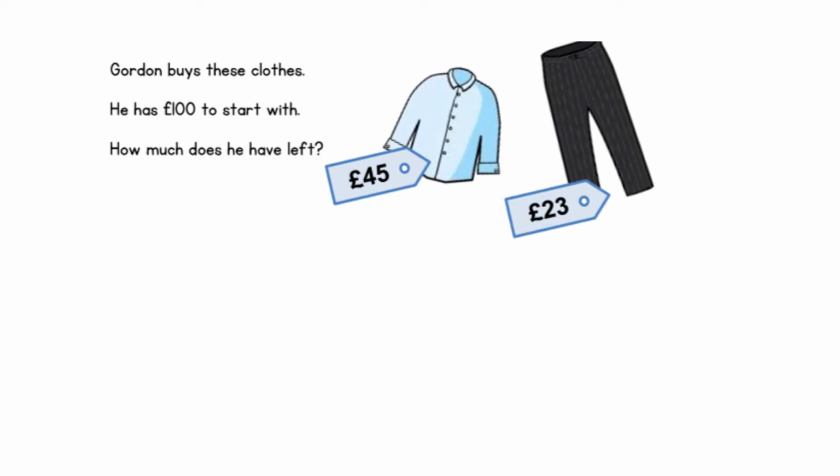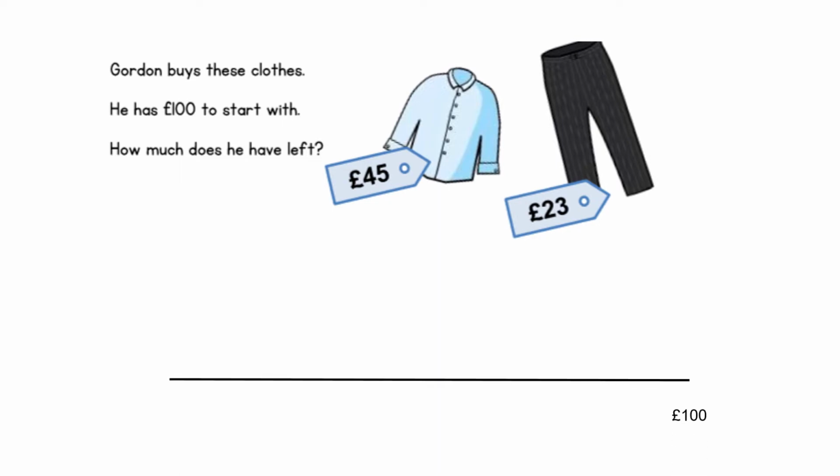You could, for example, draw a bar model, put £100 as the total, and then you'd need one part for the shirt, one part for the trousers, and one part for what's left. Or you could add those two together, take that away from 100. I decided to do a number line.